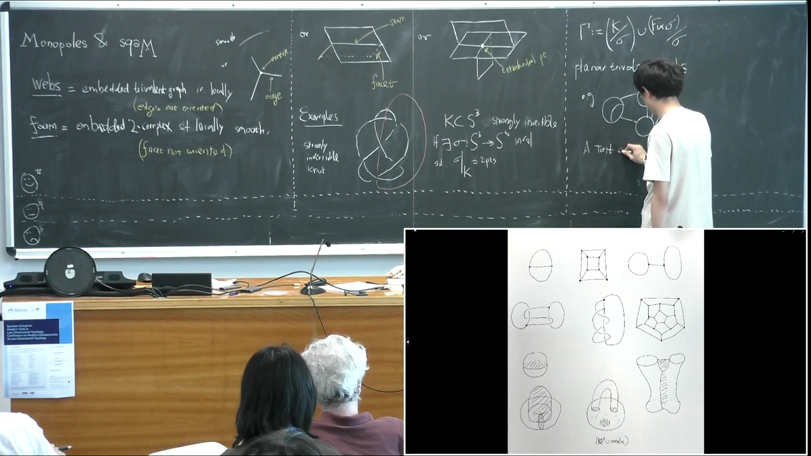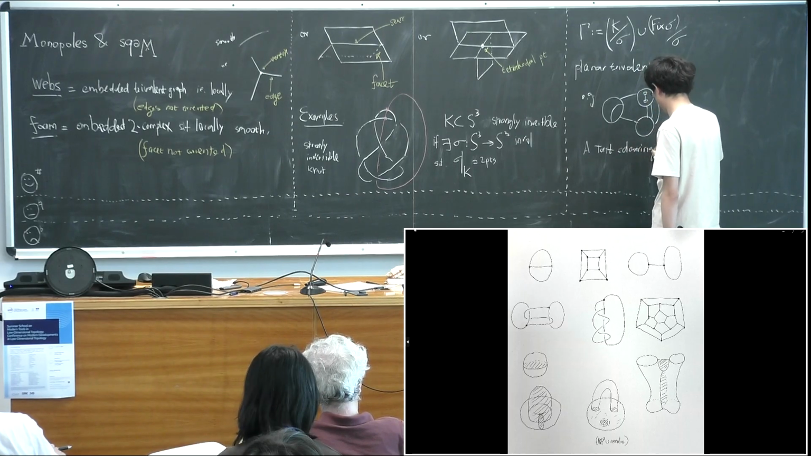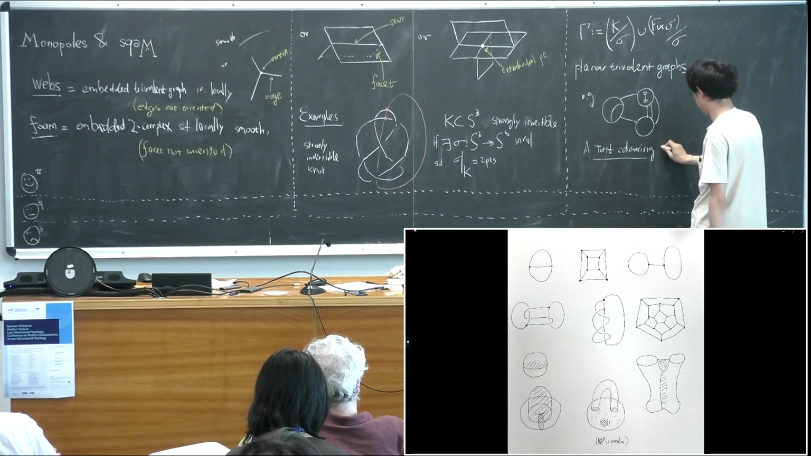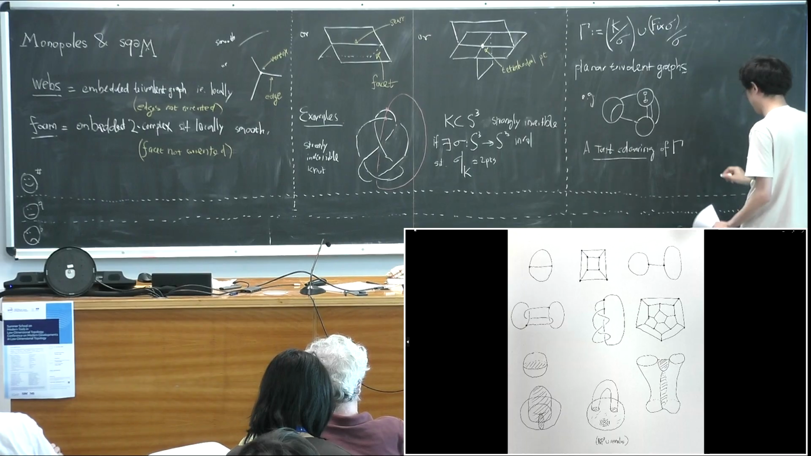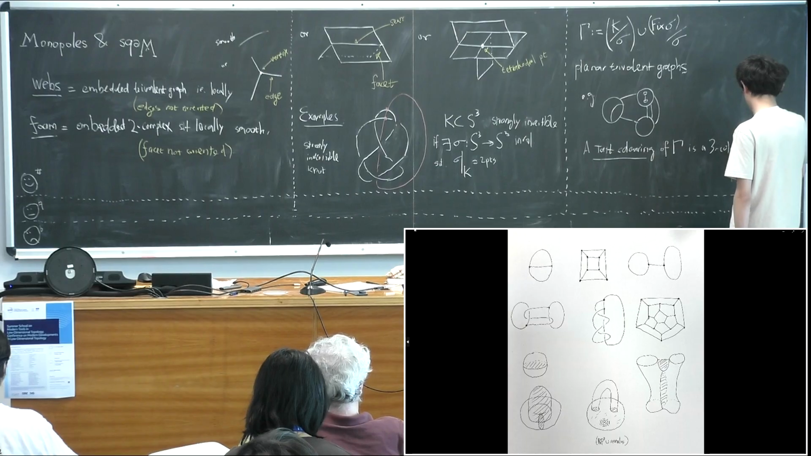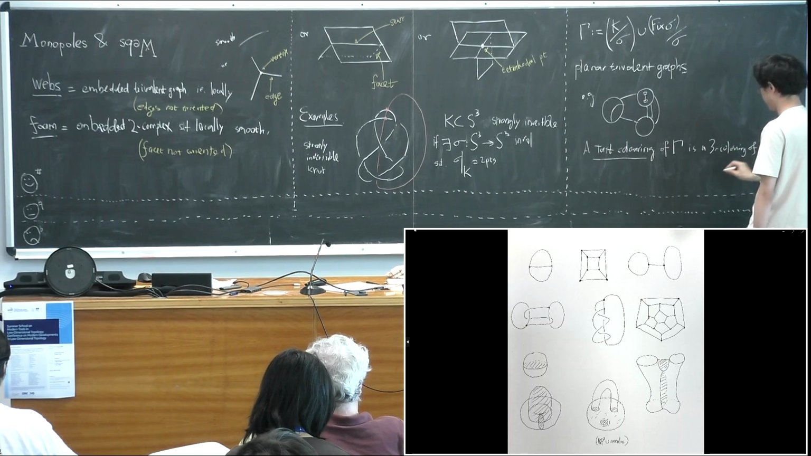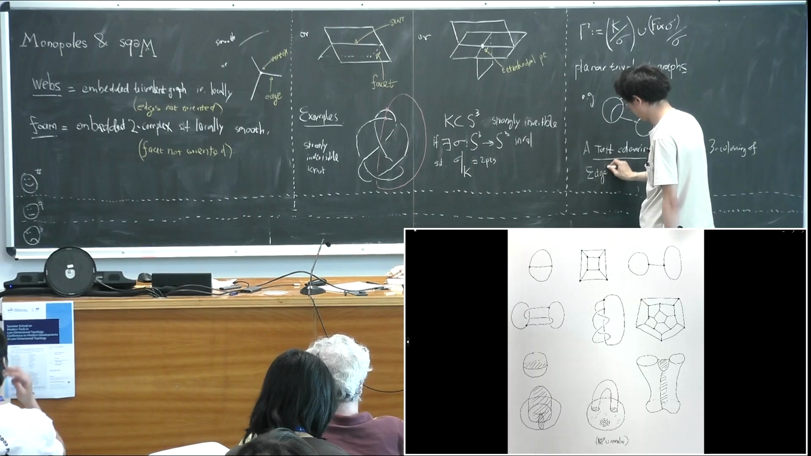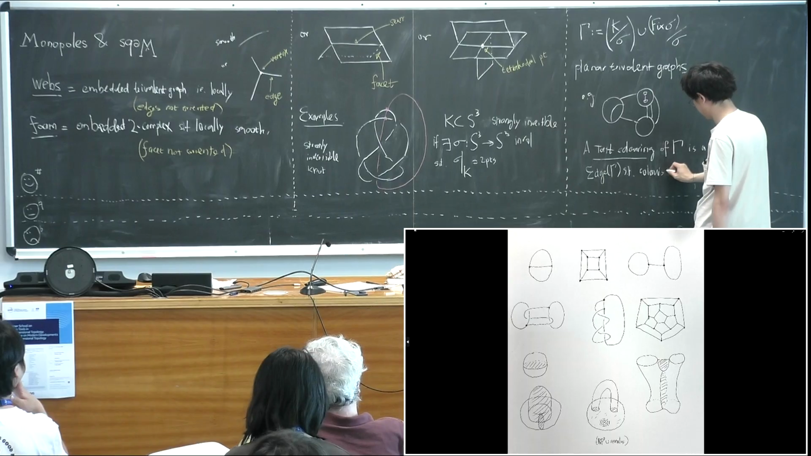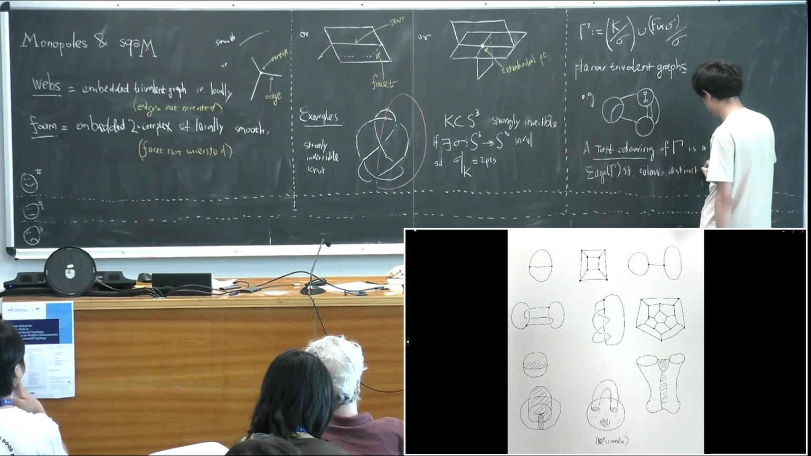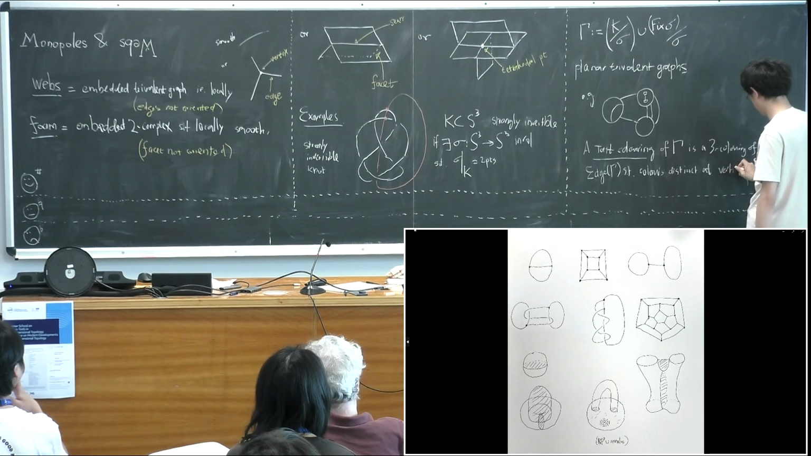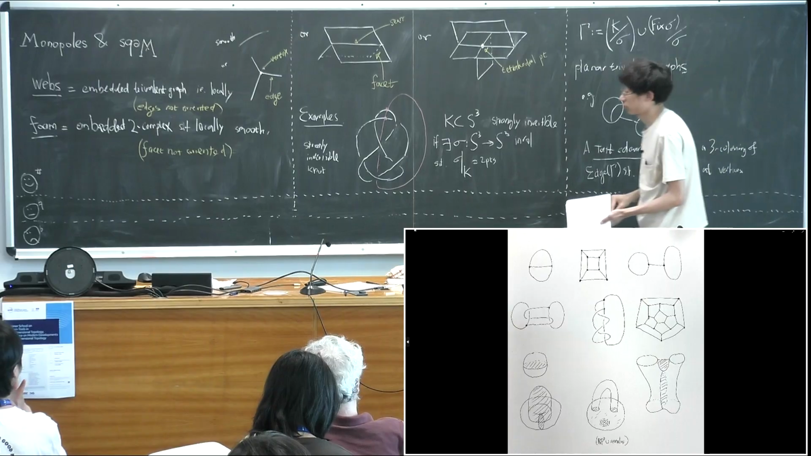And this is related to Tate colorings, and let me give you the definition. A Tate coloring of a planar graph gamma is a three-coloring of the edge set such that the colors are distinct at each vertex. I mean, there should be three colors coming into each vertex.